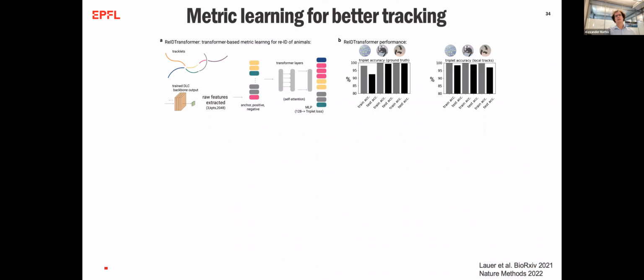And we basically came up with a way where we use the pre-trained DeepLabCut model that is trained on pose estimation. From that, we extracted features, and those features we used to train a transformer on solving a metric learning problem. And so what this transformer has to do is decide, for the key point aware features in the last layer of the backbone, whether it's the same animal or a different animal.